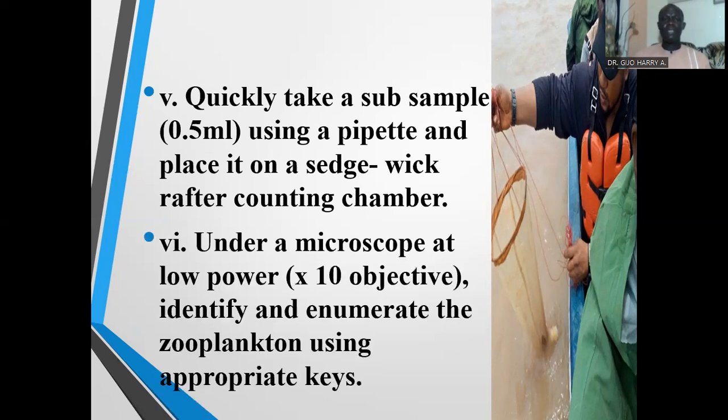Then place it under a microscope at low power. It's unlike the phytoplanktons where we use the times 100 objective. For zooplanktons, we make use of the times 10 objective of the microscope. Under the microscope at low power, identify and enumerate the zooplanktons using appropriate identification keys.